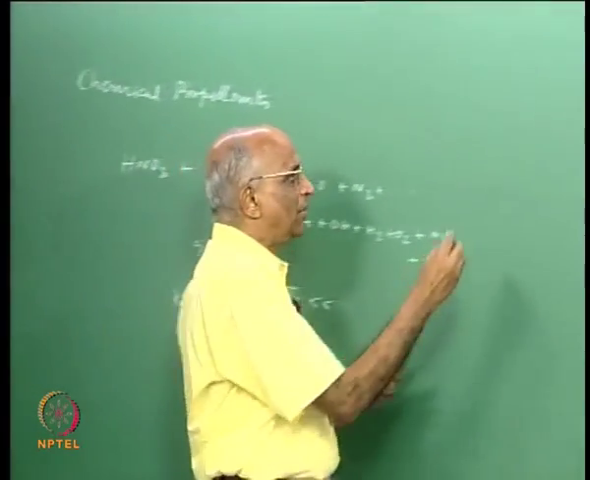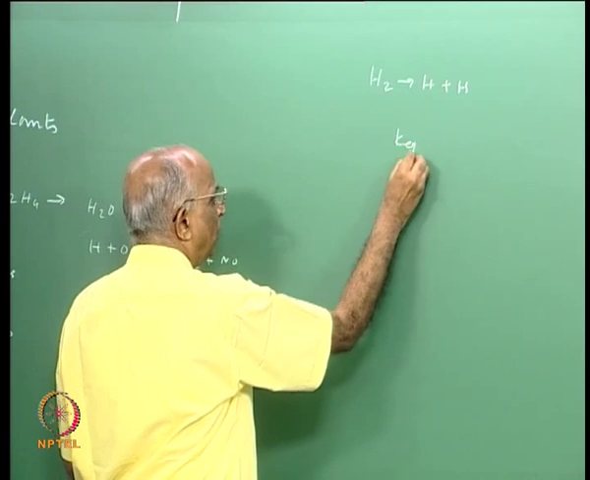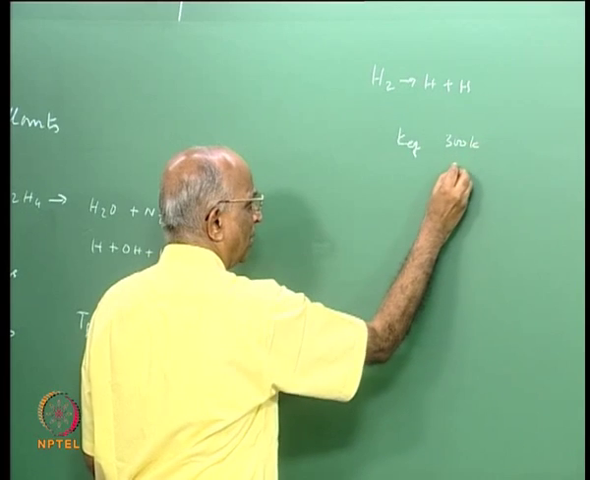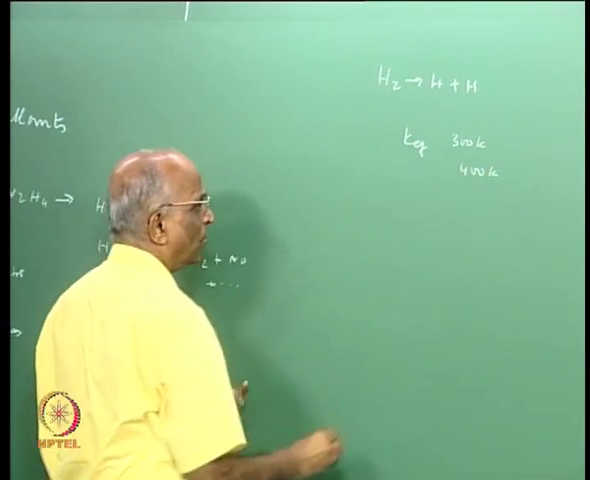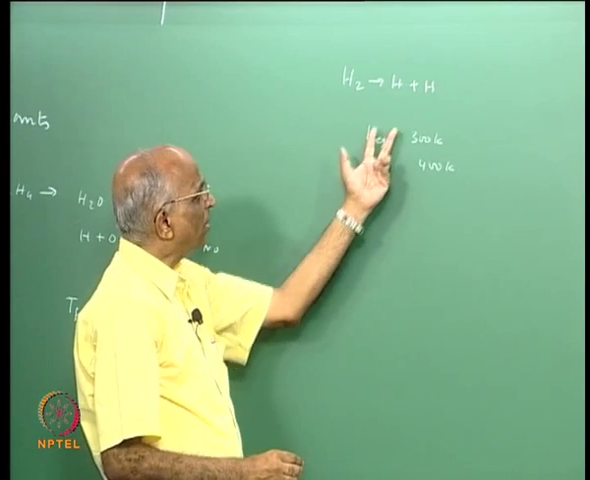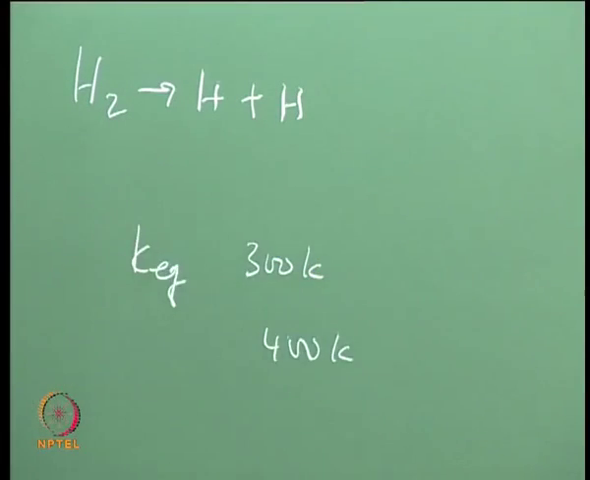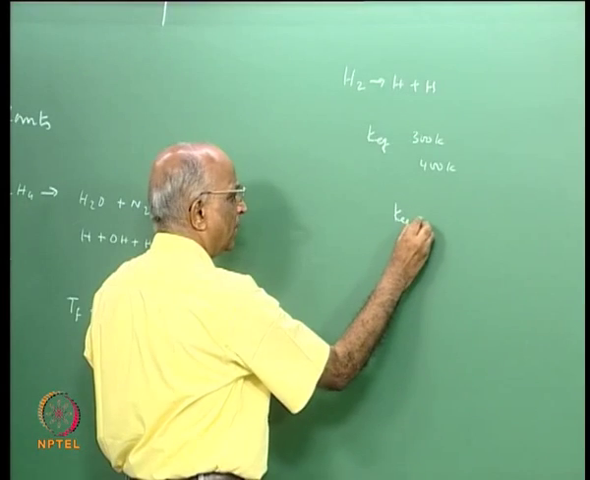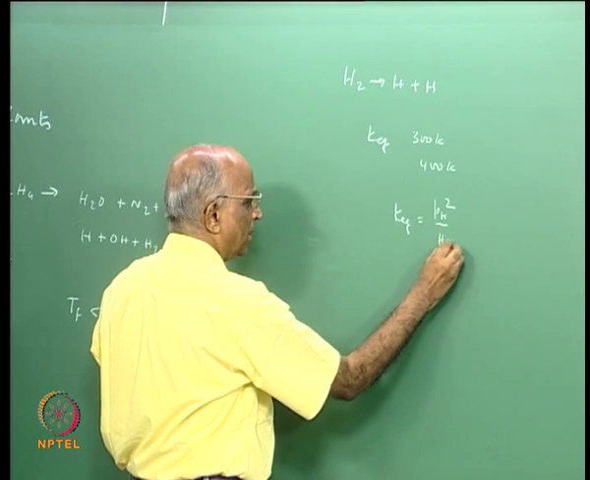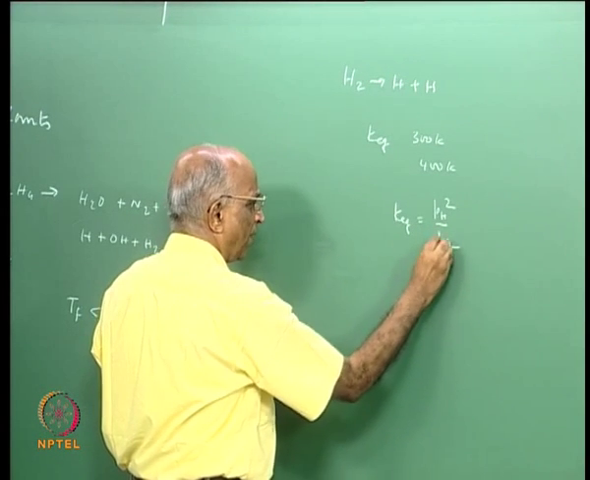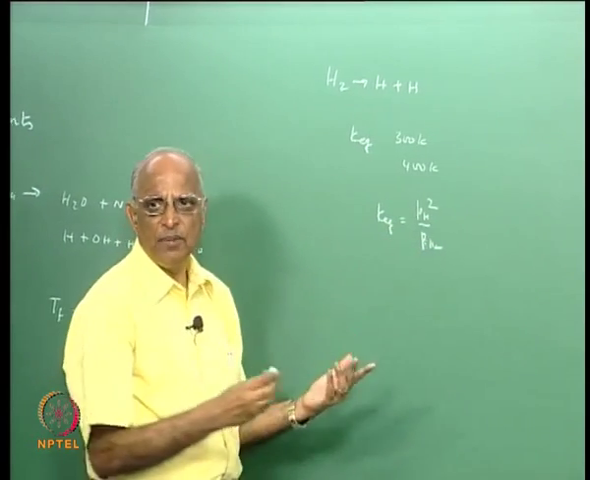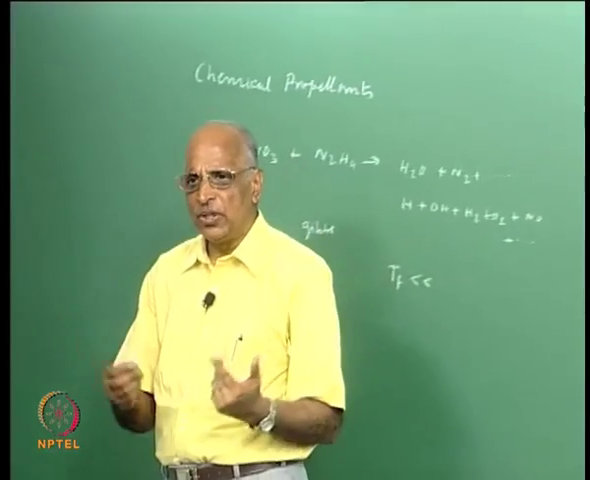We could calculate the value of K equilibrium at two temperatures, let us say at 300 Kelvin and at 4000 Kelvin, and we found that at higher temperature we get more H because the K equilibrium value was higher. We were able to write K equilibrium equal to pH square, that is the partial pressure of hydrogen atom squared, over pH2, the partial pressure of molecular hydrogen, and based on the value we could calculate the proportion of this and the partial pressure. This is all we have been doing so far.